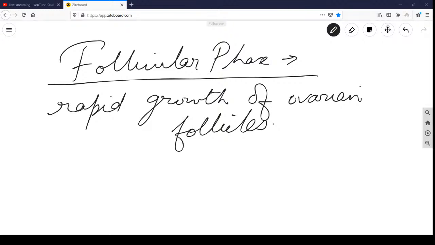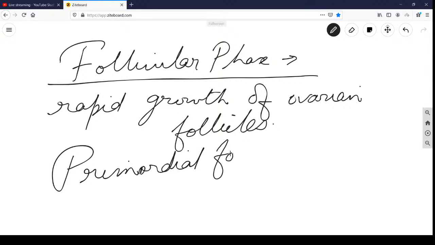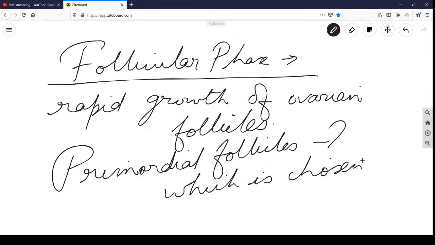Now, those primordial follicles which are not selected remain quiescent. You might have learned about the G naught phase of the cell cycle. It's the quiescent phase, inactive. So they remain quiescent and represent the pool of follicles for future development. So, which primordial follicles must be chosen? Which is chosen? Then how is it chosen?